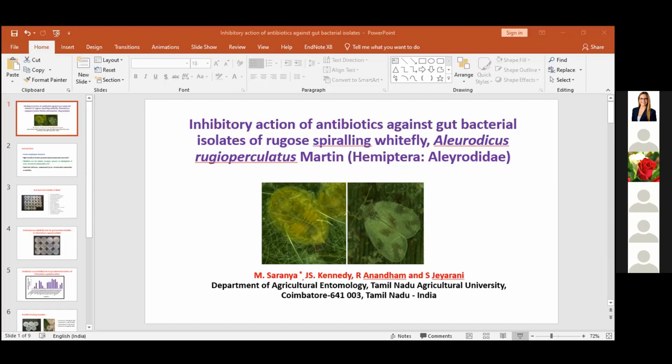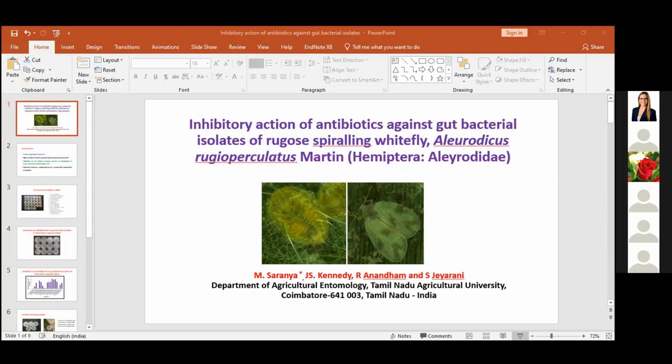The selected antibiotics were provided along with the sugar solution to whiteflies through this parafilm feeding chamber. This sugar solution plus antibiotics mixed solution was provided to whiteflies for 48 hours, and then they were transferred to clip cages and clipped on plants to observe their oviposition and other biological parameters.